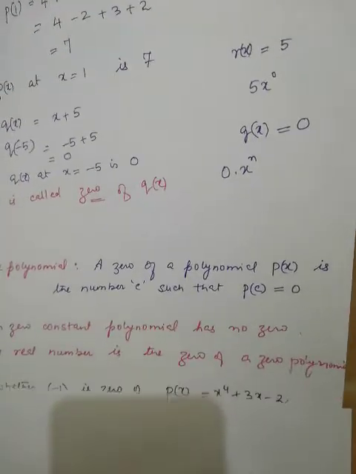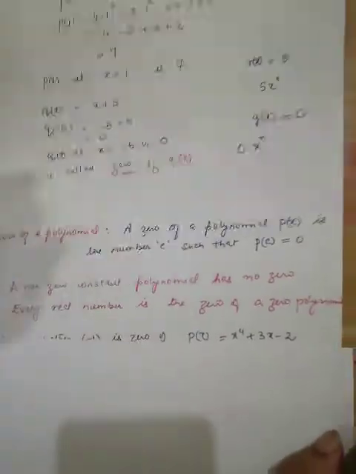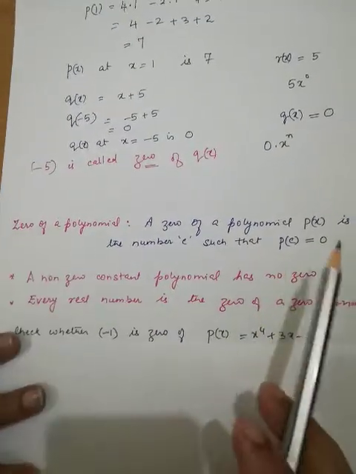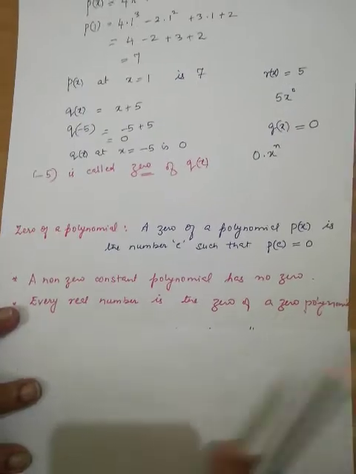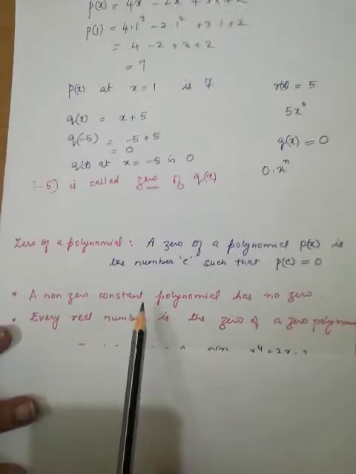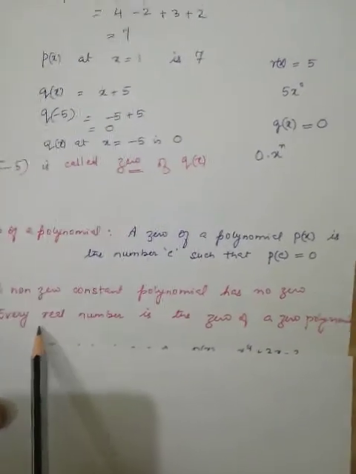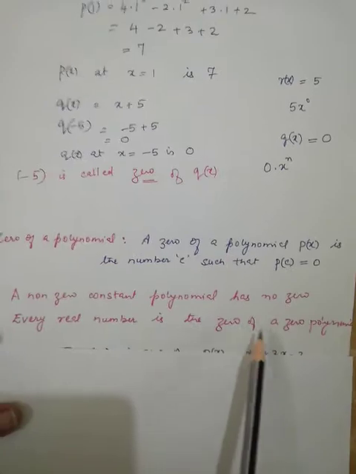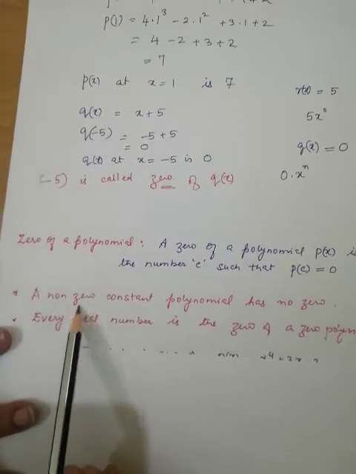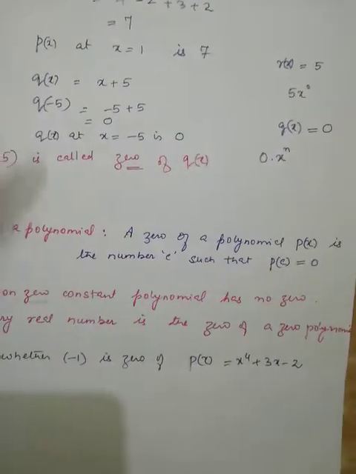Okay, so these things you have to remember because they will be useful for MCQ questions. So remember here, children, a zero of a polynomial p(x) is a number c such that p(c) is equal to 0. A non-zero constant polynomial has no zero. Every real number is a zero of the zero polynomial. So this 0, ZERO, has to be written as ZERO only. You will not write it in the form of a letter.